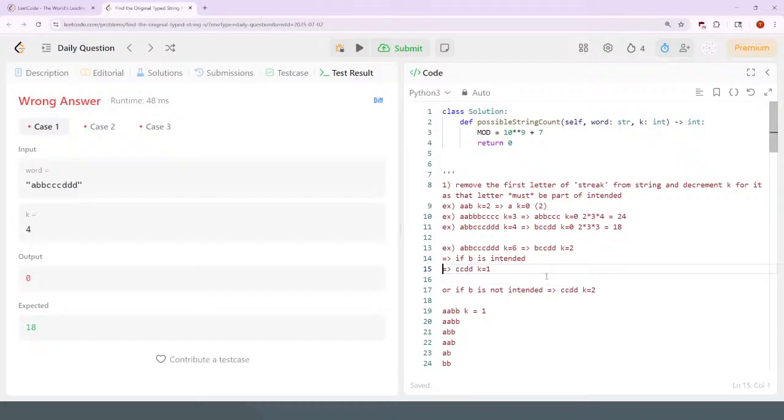if I have CDD, k equals 1, doing the same kind of process. If this C is fully intended, then I can get CDD, k equals 0. Which is to say, if she fully intends this C, then the other stuff is maybe intended, maybe not intended. But this thing goes back to k equals 0. When you have k equals 0, then you can consider just counting it at that point.